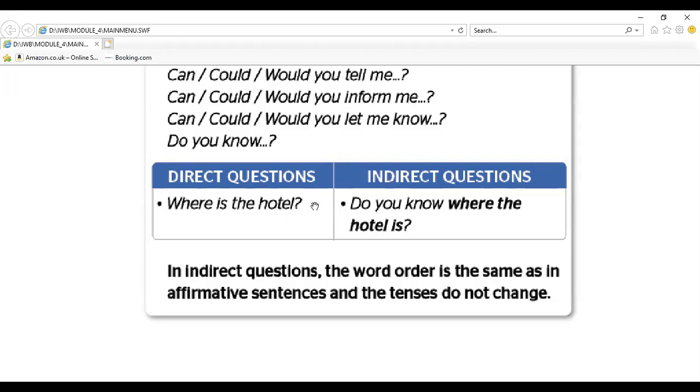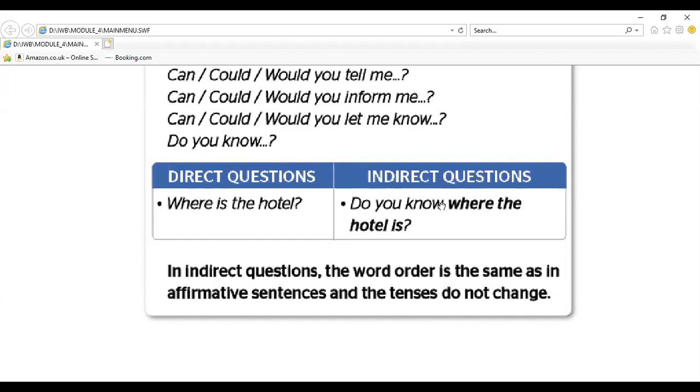In direct, I say, where is the hotel? I start with the question word, helping verb is, and the noun. But this, I say, do you know where the hotel is? I change it into a sentence, not a question. Where is a joining word now. I can say, can you tell me where? Could you tell me where? Would you tell me where? Would you inform me where? Would you let me know where? Do you know where?